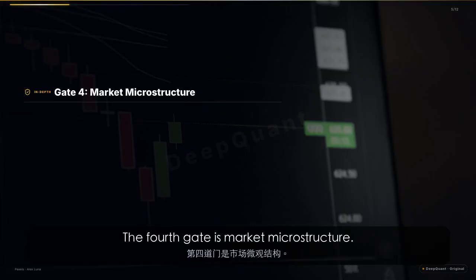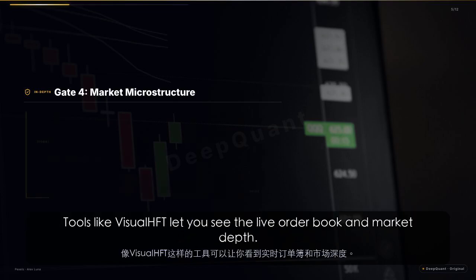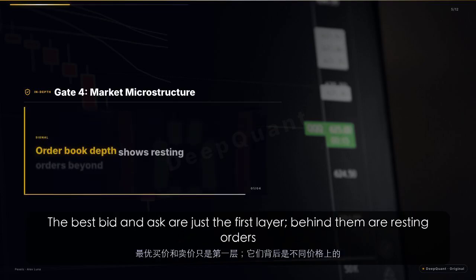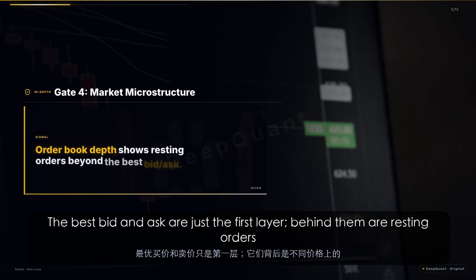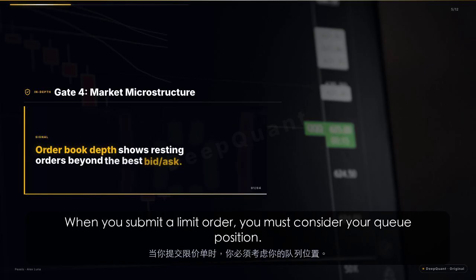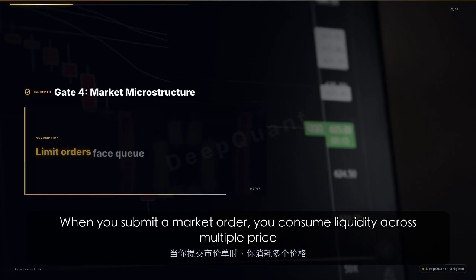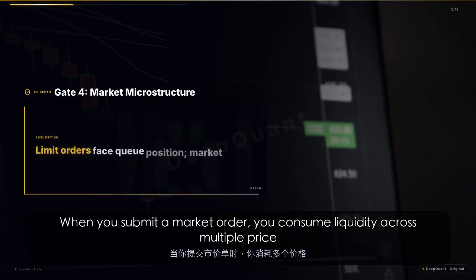The fourth gate is market microstructure. Tools like VisualHFT let you see the live order book and market depth. The best bid and ask are just the first layer; behind them are resting orders at different prices. When you submit a limit order, you must consider your queue position. When you submit a market order, you consume liquidity across multiple price levels.